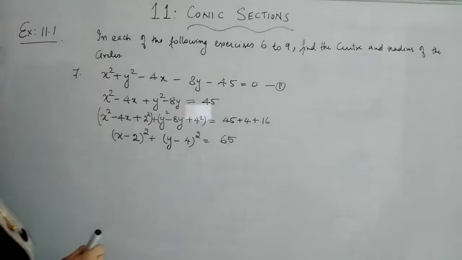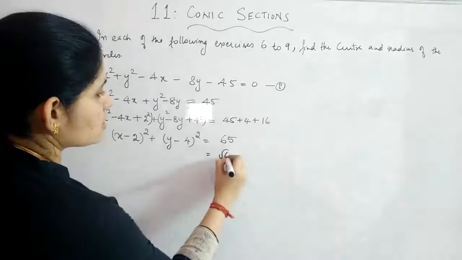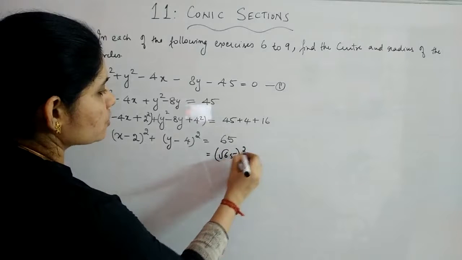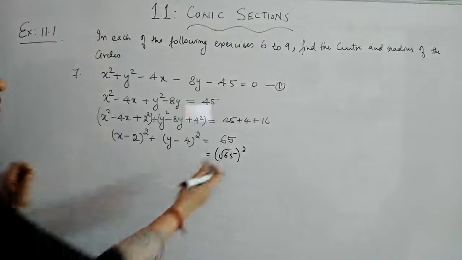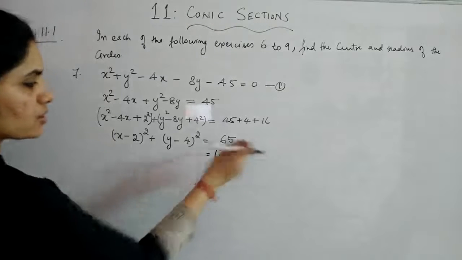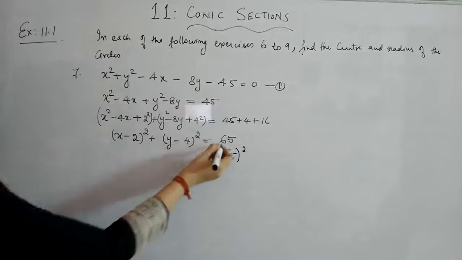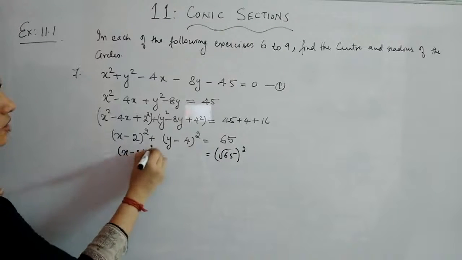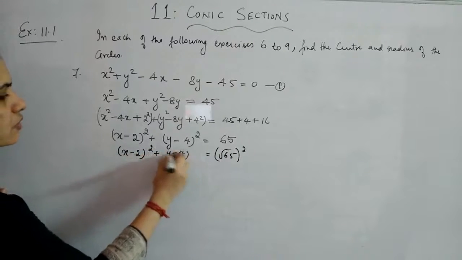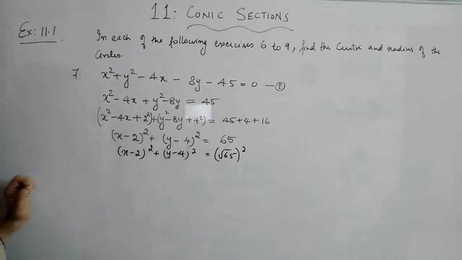Now the right hand side can be written as root 65 the whole square, because 65 is not the square of any number. So you can just write root of that number the whole square if you don't have a number which is a square of some other number. Okay, so this is x minus 2 the whole square plus y minus 4 the whole square is equal to root 65 the whole square.